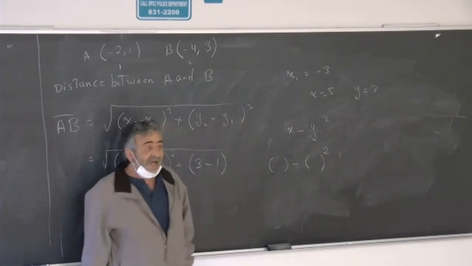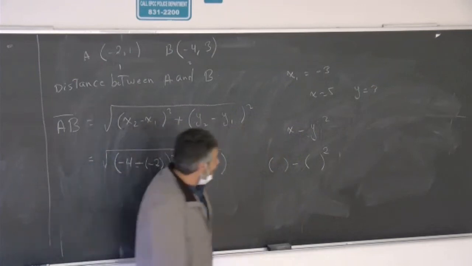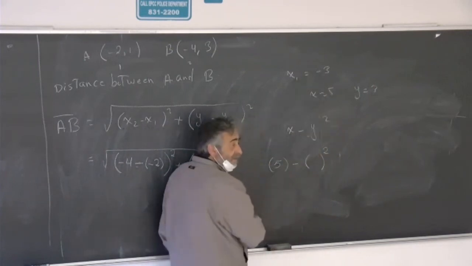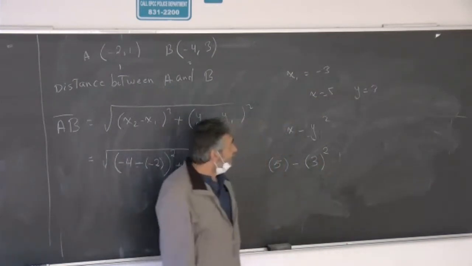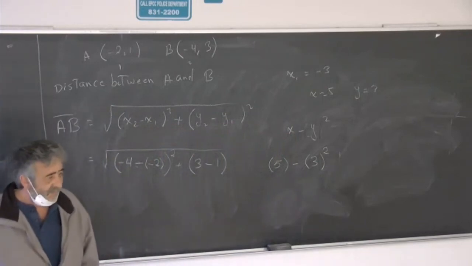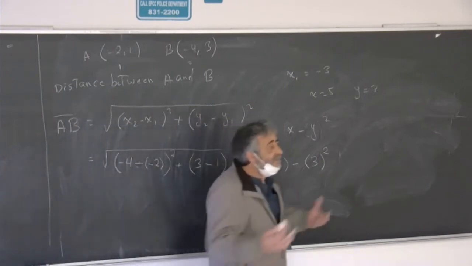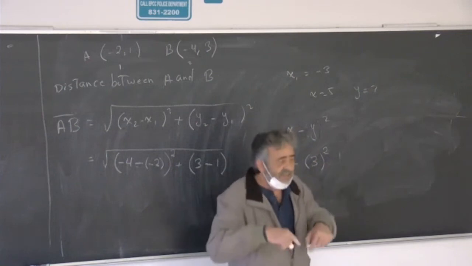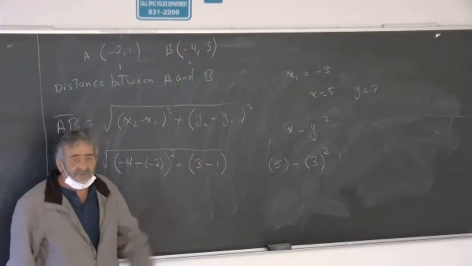Now I fill in the parentheses with the values of x and y. What is x? We said 5, so I put 5 here. What is y? 3. I put a 3 here. And this way, I never get it wrong. So anytime you do a substitution, you should remove the letter, put parentheses, and fill in the parentheses with whatever the value is. This way you never get it wrong.